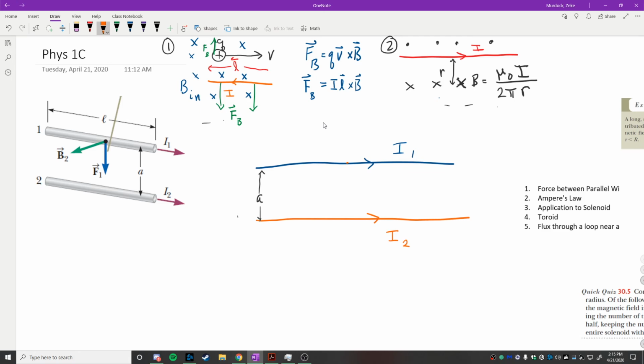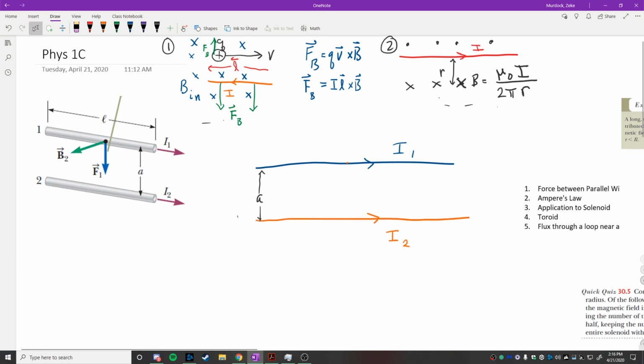Can you guys tell me what direction it is going to point? What direction is the magnetic field at this location, where that little orange dot is? Is it going to be out of the page or into the page? The magnetic field created by wire 2.